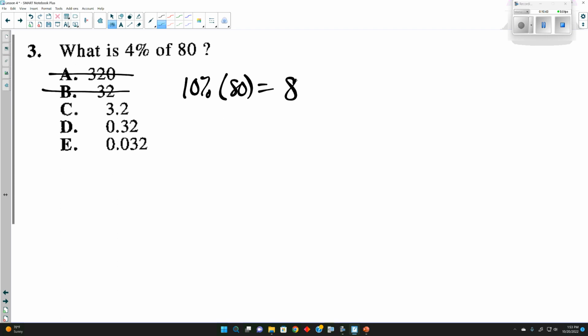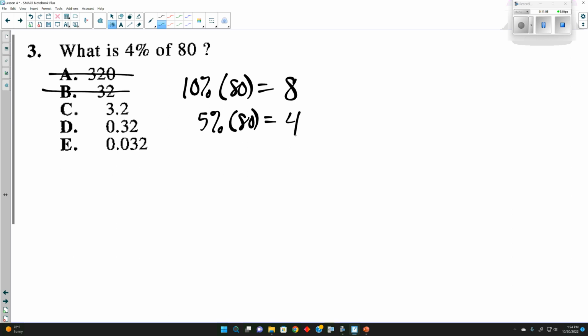is 8, yes? If I cut it from 10% to 5%, what do we think is going to happen to 8? It would be 4. Because if I cut the percentage in half, the number is going to be cut in half also. So 5% is 4, yes?